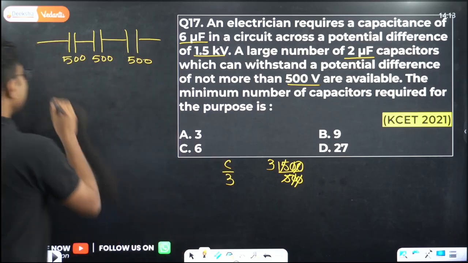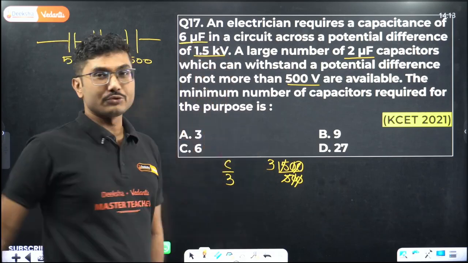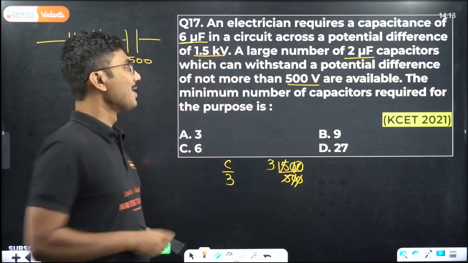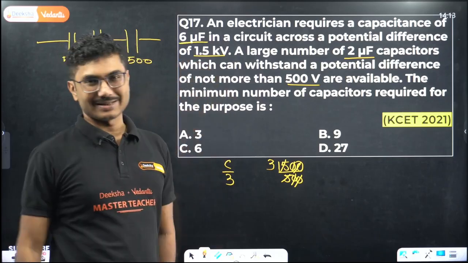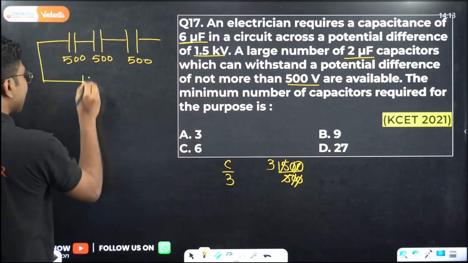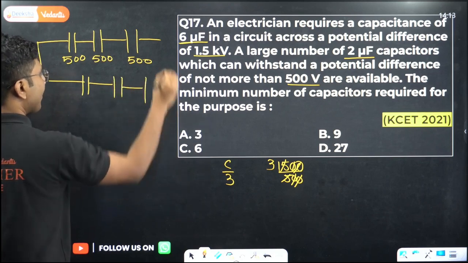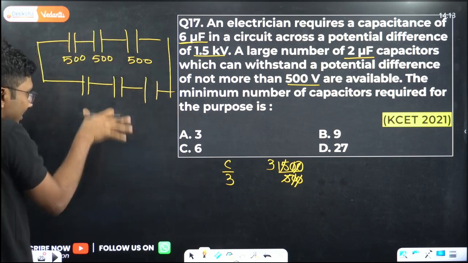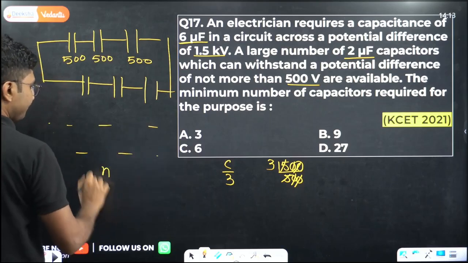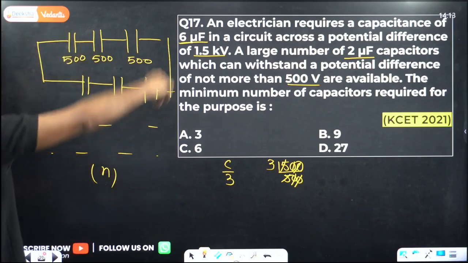Now how many such combinations? So the voltage issue is solved, but now we have to increase the capacitance up to 6 microfarad. How can we increase the capacitance? The only way to increase the capacitance is connecting them in parallel. So we have to connect similar combinations in parallel, say n number of times. If we connect them in parallel n times, what is the total capacitance?